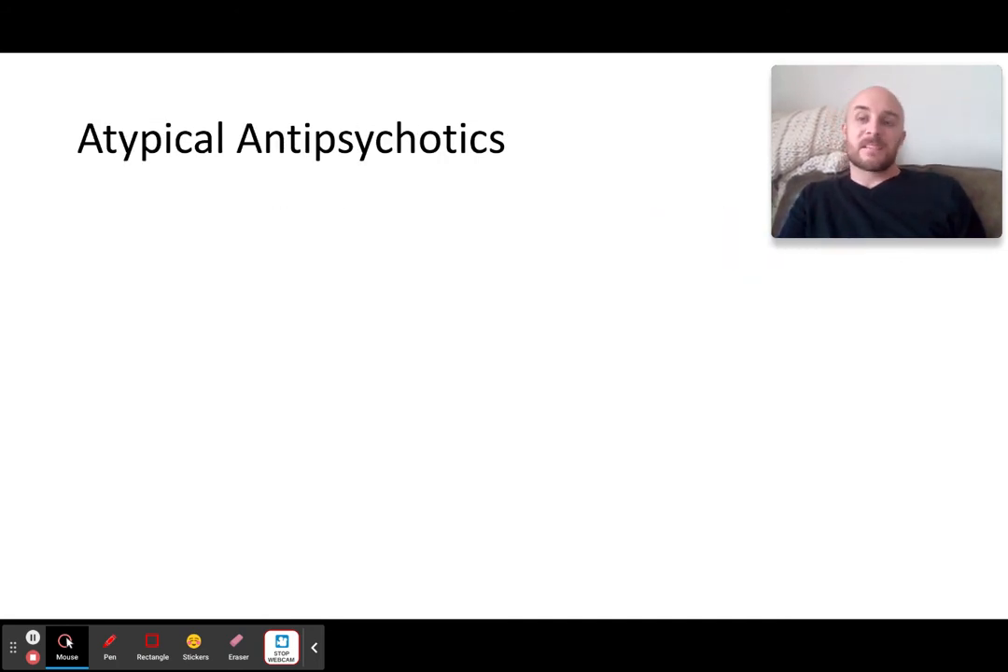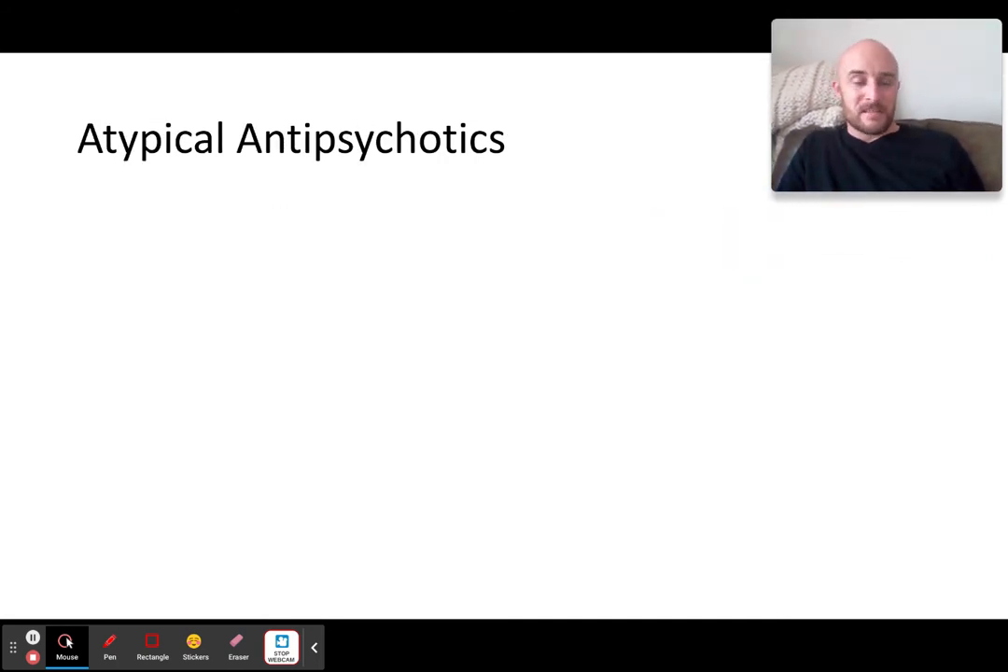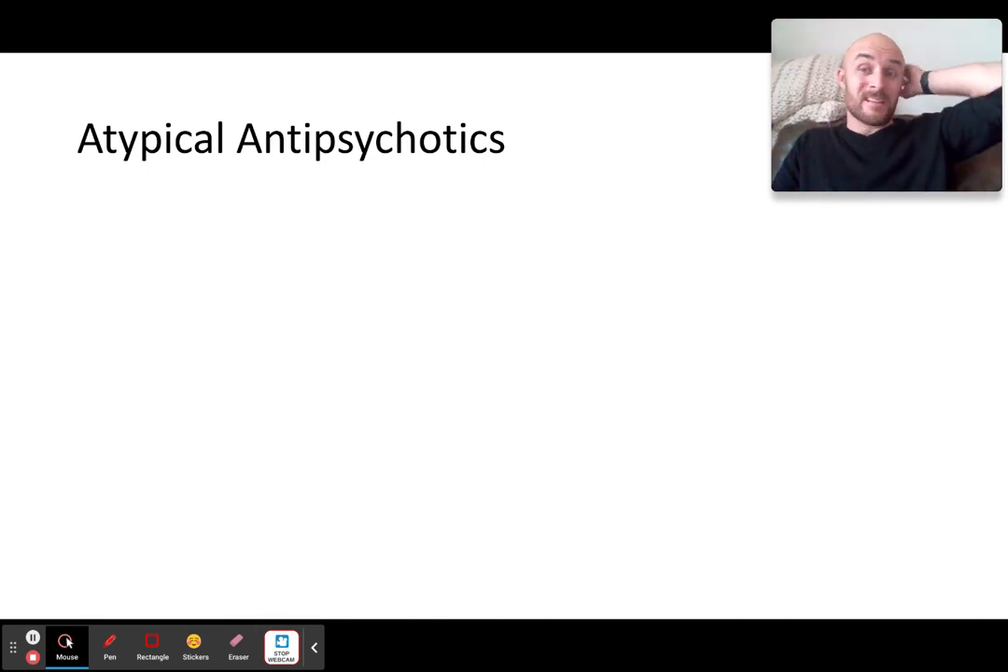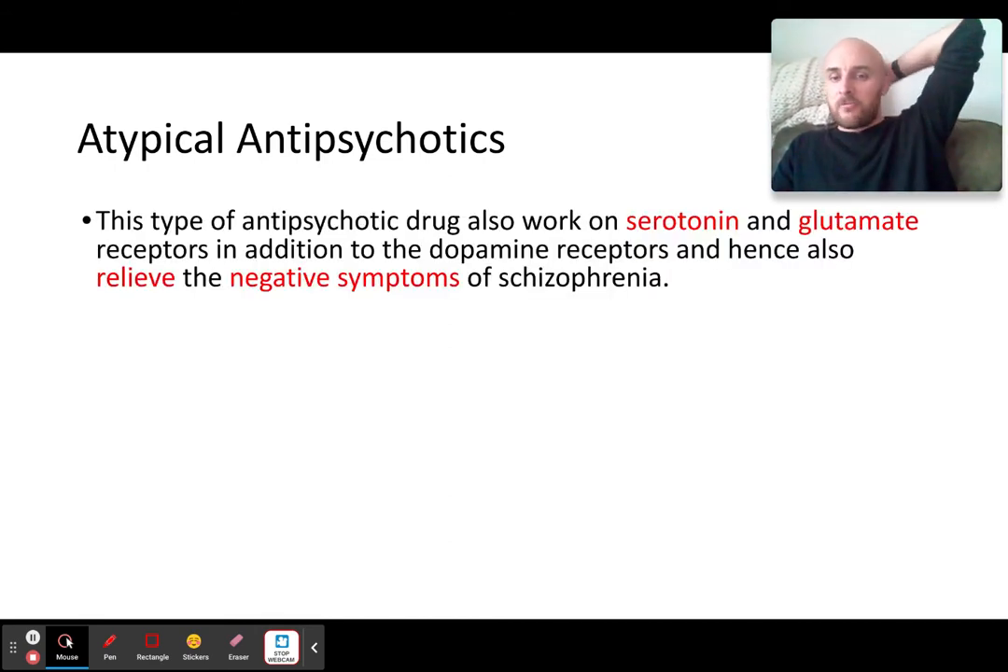Atypical antipsychotics typically came about in the 1990s, by the way. It's a really important thing to write down because I don't think I've got it on here. I think I've got it as 1970s, but it's not, it's 1990s mainly. But these drugs work on not just dopamine, but they also work on serotonin and glutamate as well.